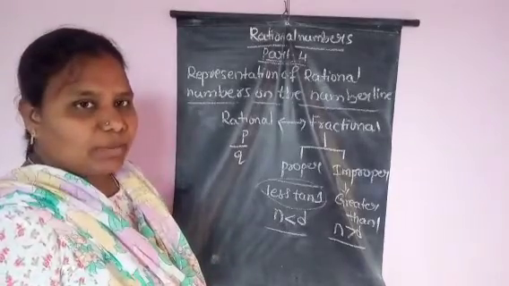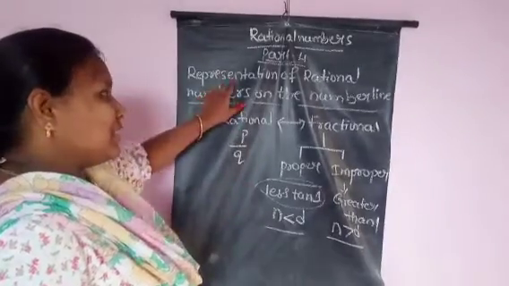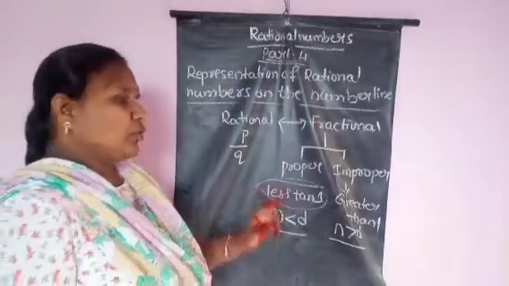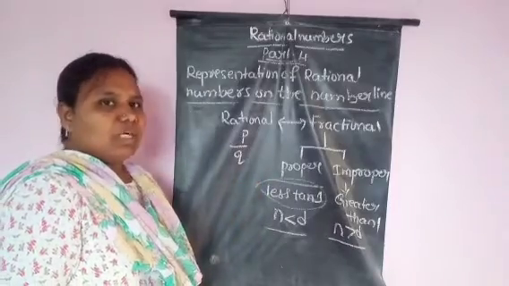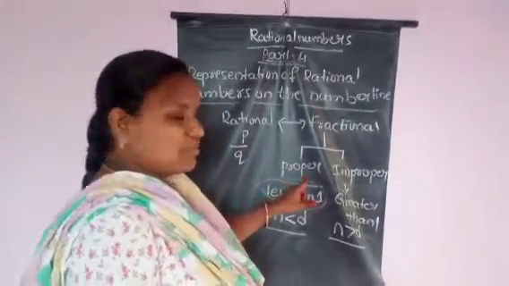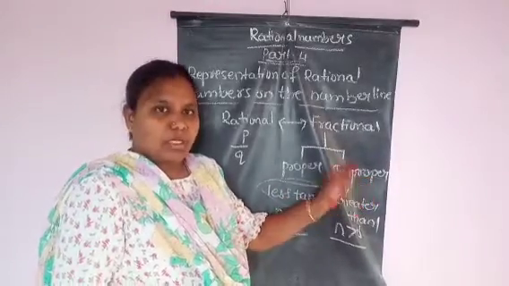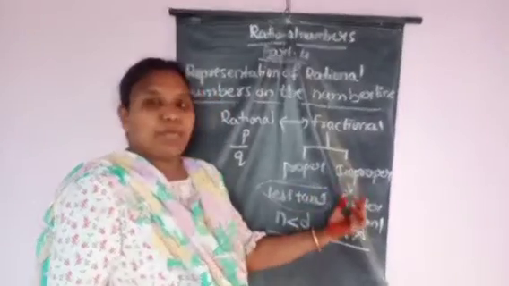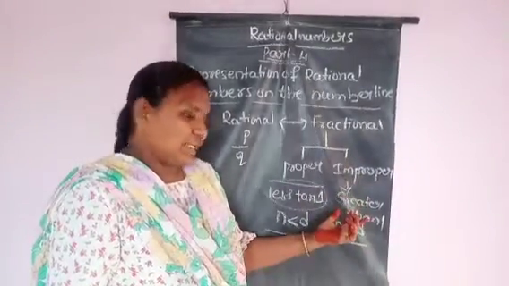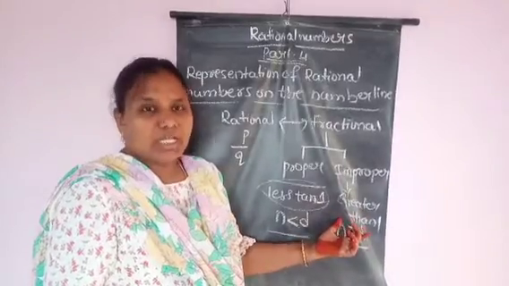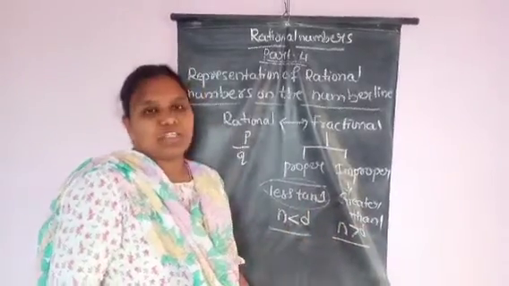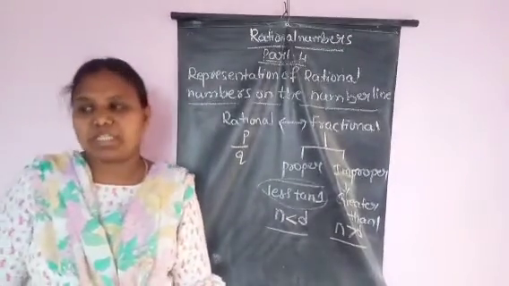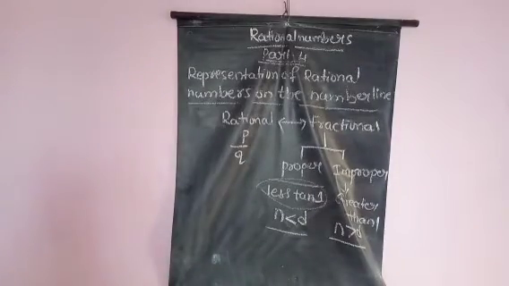Listen, once again I am repeating, children. To represent rational numbers on the number line, we have to know the types of rational numbers. Proper fractions are less than 1, and improper fractions are greater than 1. If a fractional number is given and it is a proper fraction, how can we represent that on the number line?